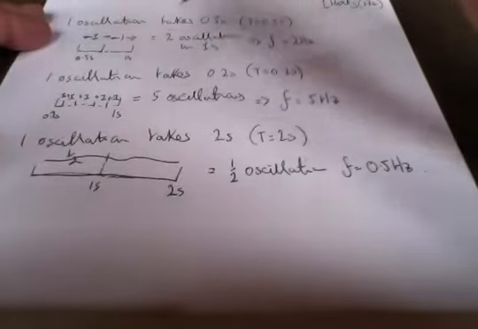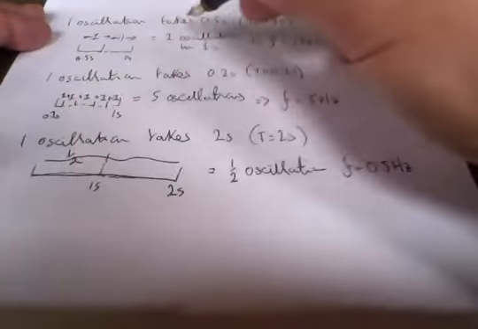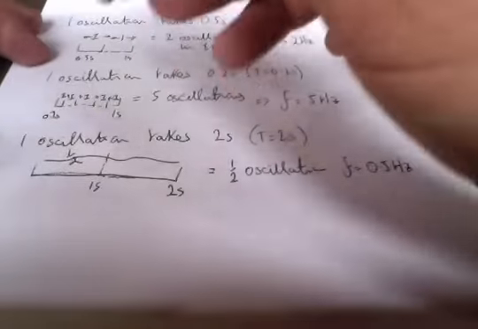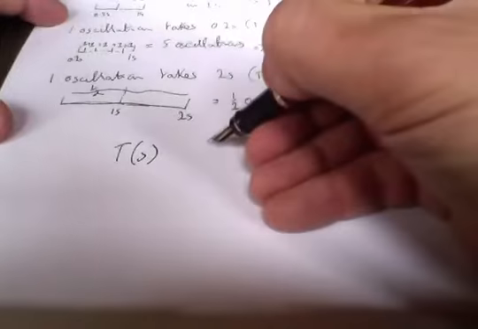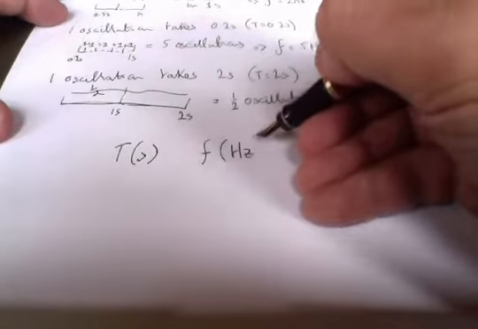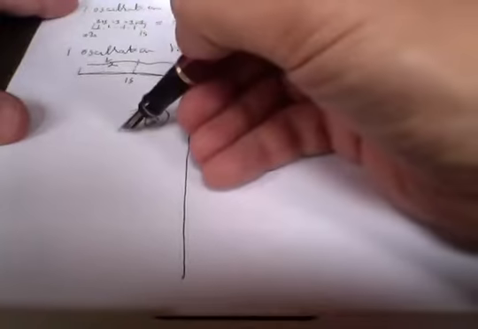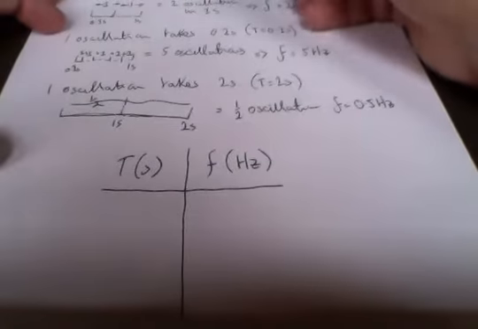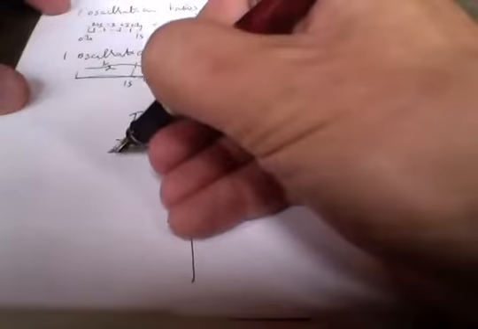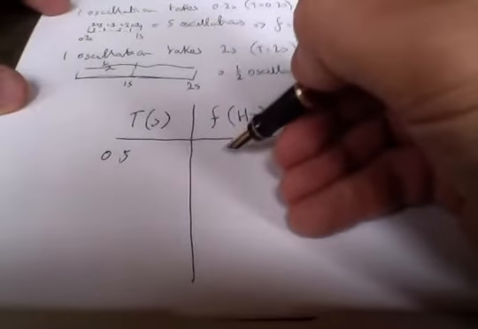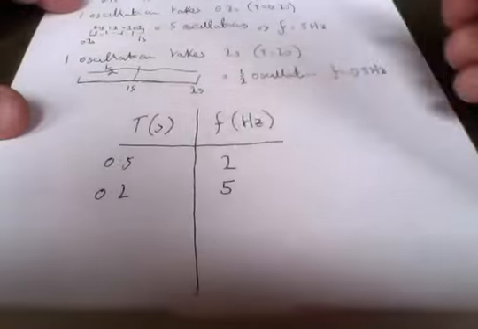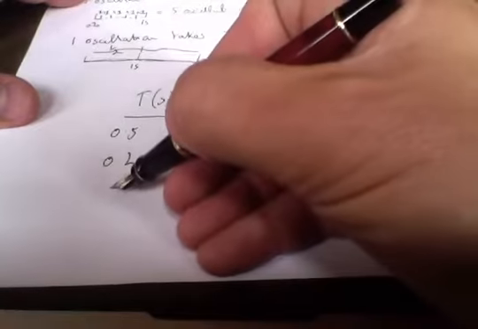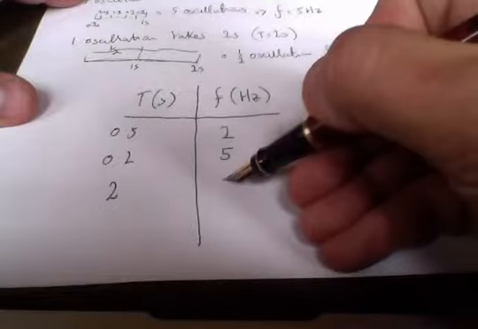We're making a reference point of 1 second, and we're saying how many waves can you fit into 1 second. Now let me just draw a table of those results. The time periods in seconds, and the frequency in Hertz. And initially we had a time period of 0.5, and the frequency was 2. The next example was 0.2, and the frequency was 5. The final one was 2, and the frequency was 0.5.